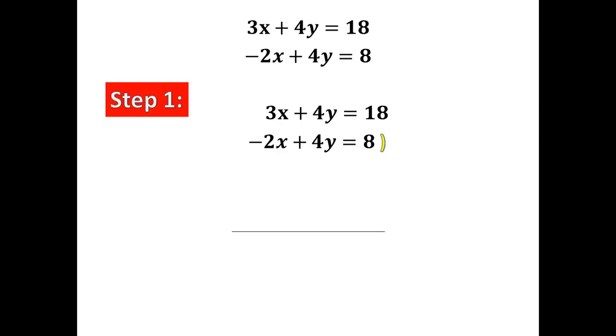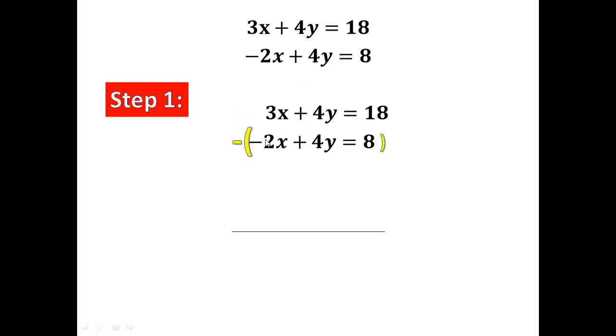For example, here in the second equation, we have plus 4y. So to change it to minus 4y, we are going to multiply the whole equation with a minus sign. Or if you feel this is difficult for you, the first equation, to change the plus 4y into minus 4y, you can multiply the whole equation with a minus sign. But here, because already this has a minus sign, I'm going to multiply with a minus sign the whole equation.